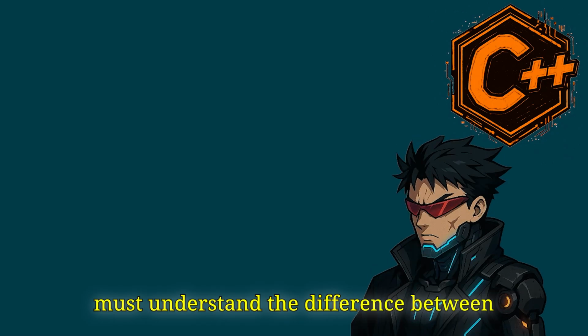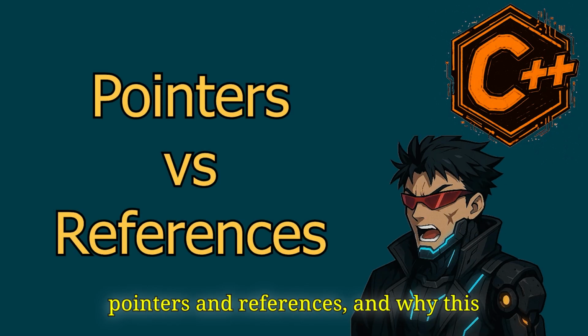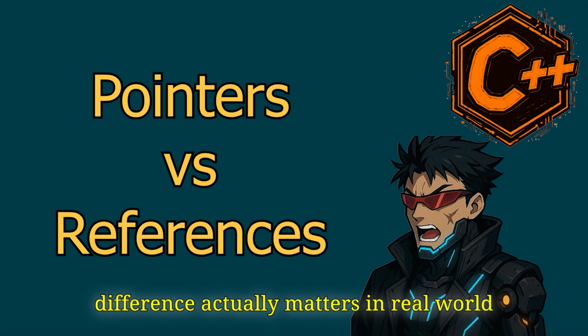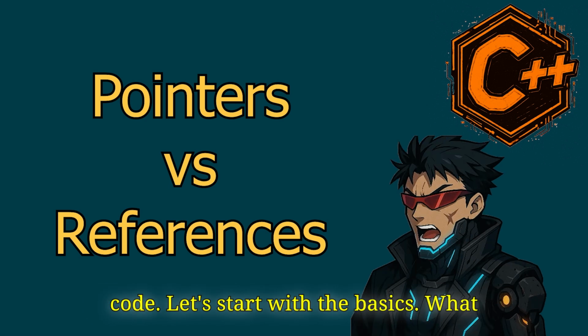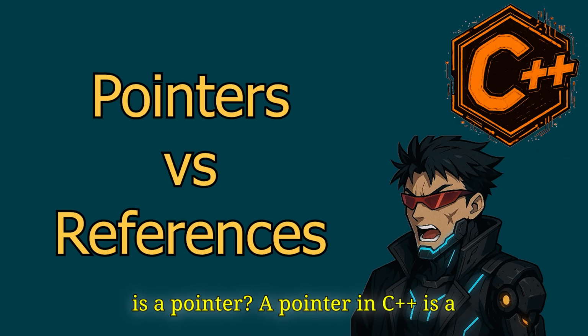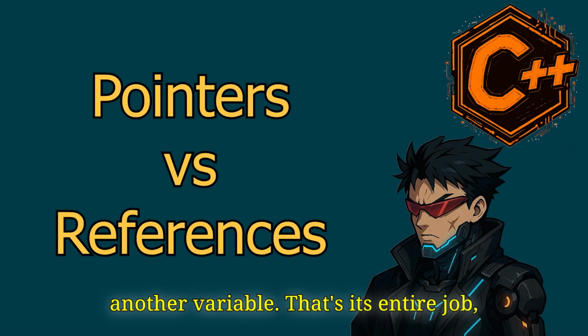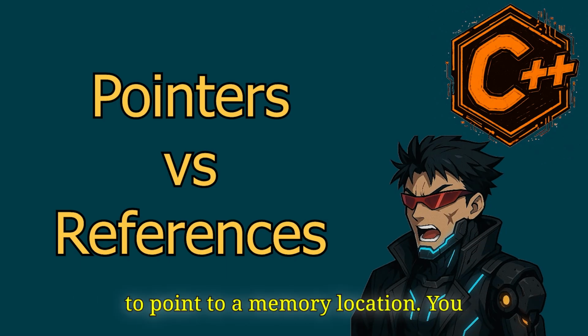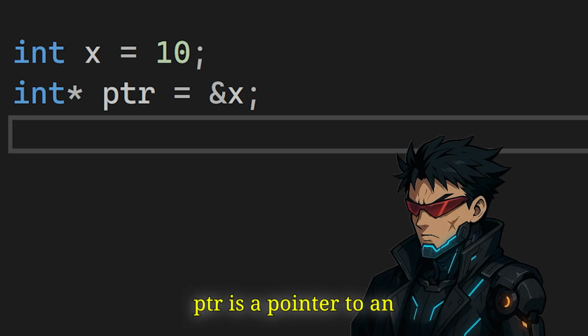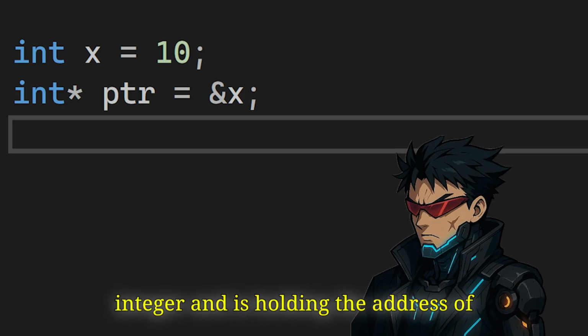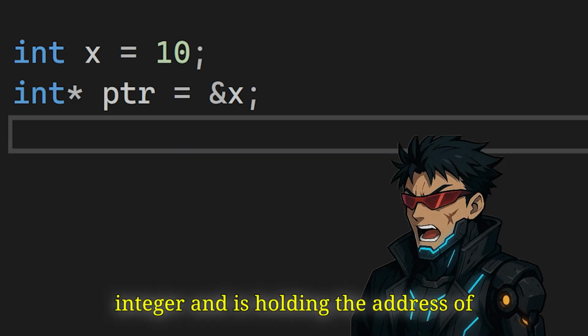In today's video we are diving deep into a topic that every C++ programmer must understand: the difference between pointers and references, and why this difference actually matters in real-world code. Let's start with the basics. What is a pointer? A pointer in C++ is a variable that holds the memory address of another variable. That's its entire job, to point to a memory location. You declare a pointer using the asterisk symbol, for example like this. Here ptr is a pointer to an integer, and it's holding the address of x.